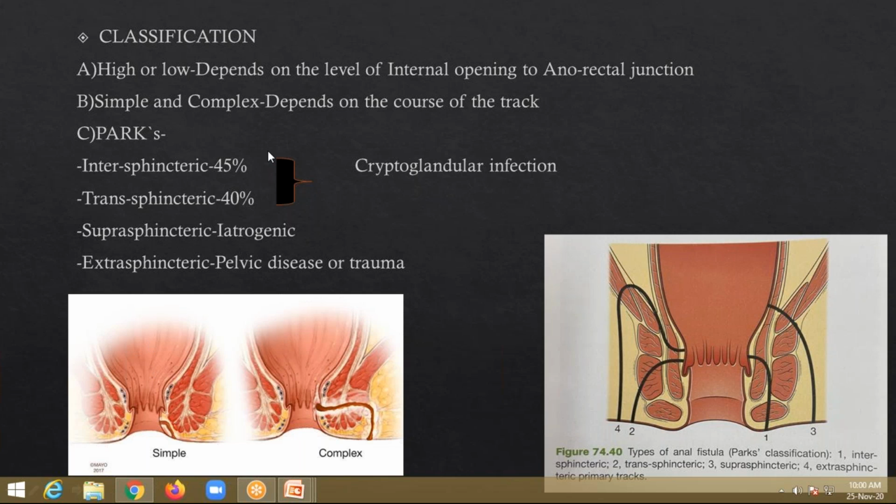Another is the simple and the complex classification. See, it depends upon the course of the tract. See here, you can see the course of the tract. The internal opening is here, okay, in the anal canal.